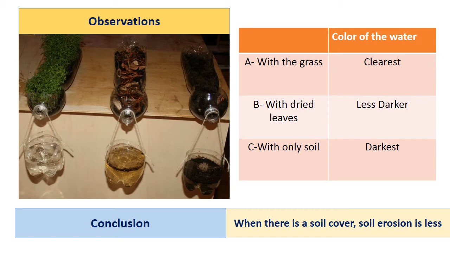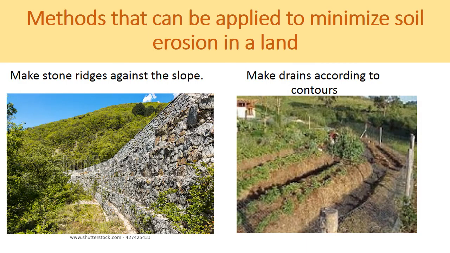So what can you conclude from the activity? When there is a soil cover, I told you the soil cover we used was the grass, you can see that the roots grow into the soil, and it will prevent the soil from being eroded, so that erosion will be less. So children, soil conservation is very important when talking about soil erosion.